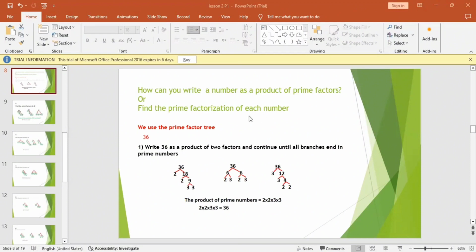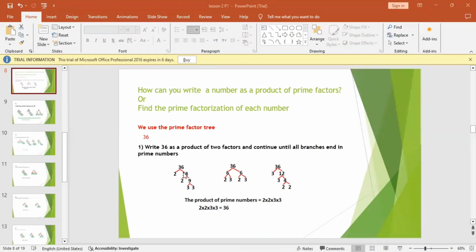Let's see an example: 36. We will use the prime factor tree. Write 36 as a product of 2 factors, and continue until the branches are prime numbers. Let's see how. This is 36. How can I get 36? By multiplying 2 by 18. 2 is a prime number, so I can put a circle here and complete the other branch.